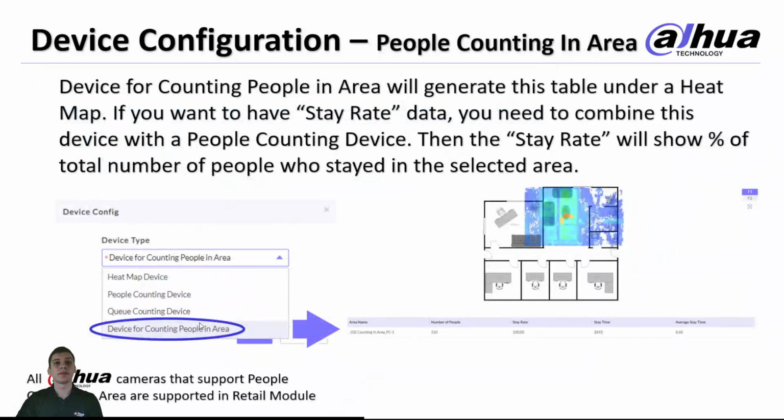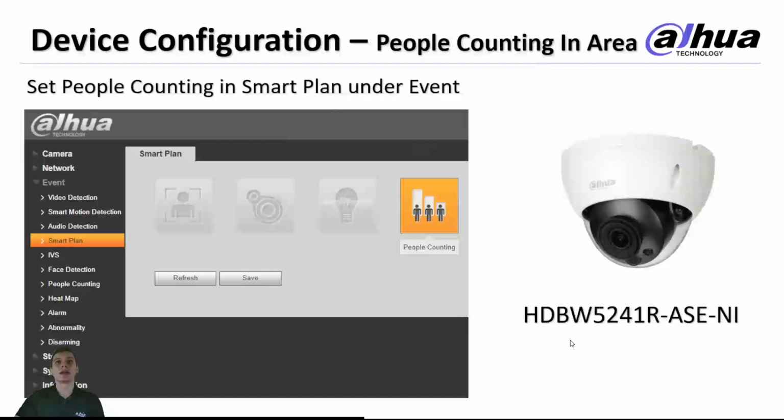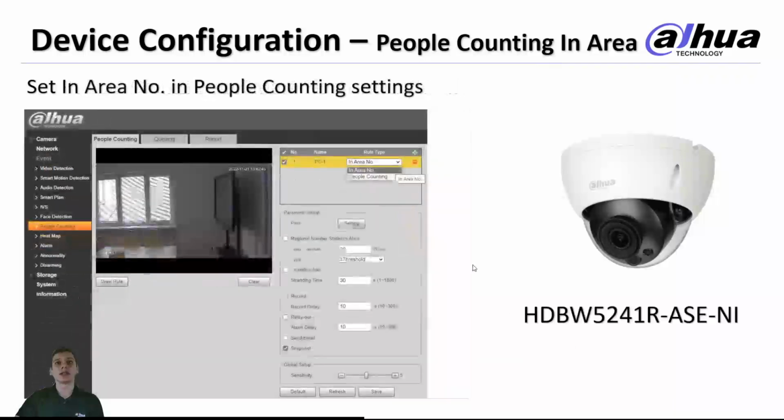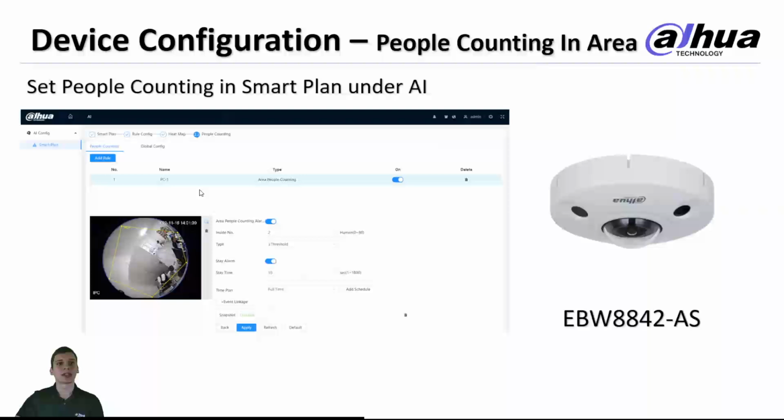Device for counting people in area. This will be for counting people under the heat maps. So you don't only have data from the heat map that, okay, maybe here are more people moving around, here are less people moving around, but you see the exact number from the heat map analysis. These are the supported devices. In here, you need to set up the people counting and in area analysis. On this new web interface, it's also similar. You set up this people counting and area people counting in here.